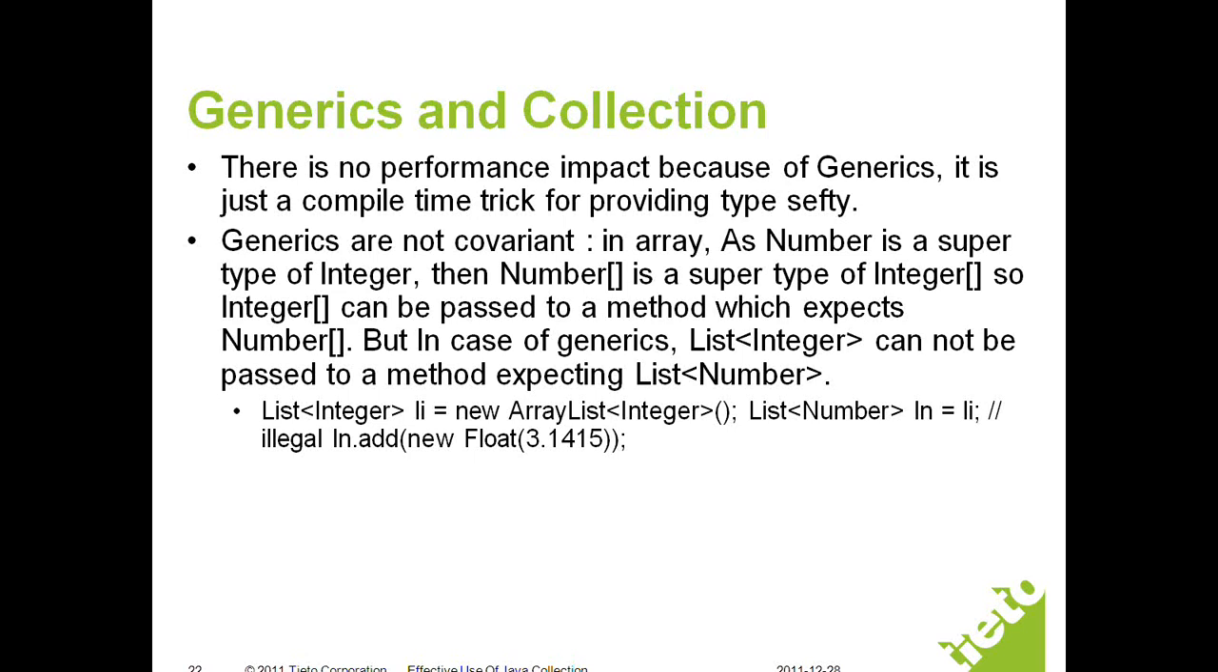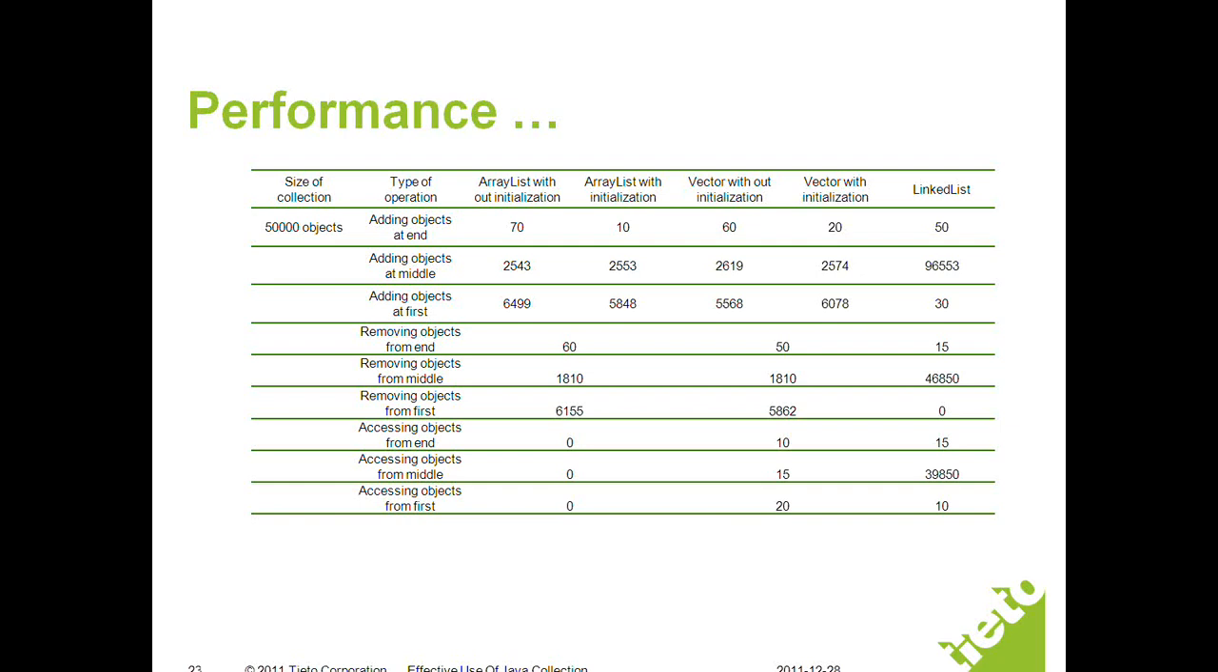In case of performance, these are some values from when I executed the code on my machine. I worked with 50,000 objects and did different types of operations with different kinds of implementations. For the array list, there was a considerable time difference between when it was initialized and when it was not, when adding objects at the end, because it wasn't required to copy and create new arrays many times, since I had created that array list with specific initialization values.